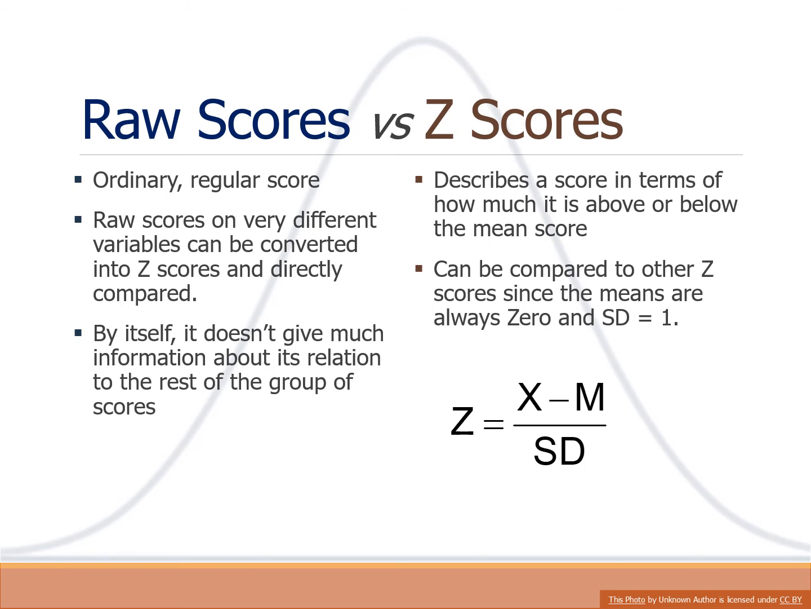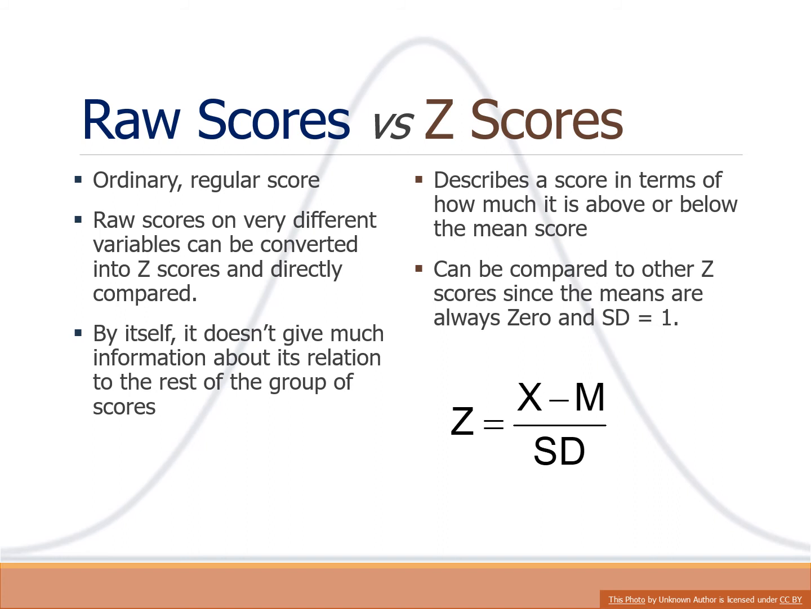And once it is converted to a z-score, it can be compared to other z-scores from other tests so that you can see how you did on the ACT compared to the SAT, how you did in your math class compared to how you did in your English class. And you can compare them if you're looking at z-scores because the means are turned into 0. Once the means are always 0 and the SD is always 1, then you can compare their z-scores.